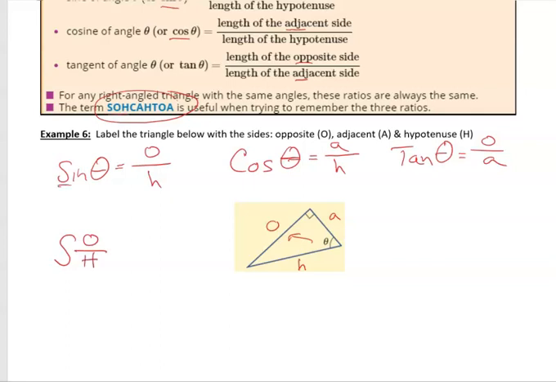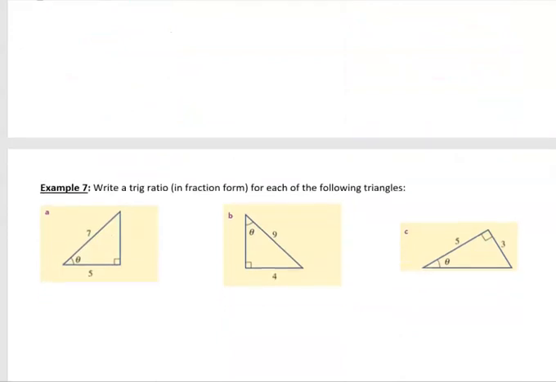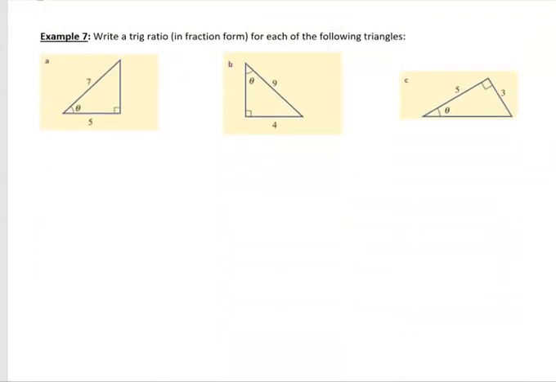S-O-H, S-O on the top, H on the bottom. Ka, with an A on the top. I'll write a high uppercase A, doesn't matter. And then Toa. Look at that. So that also, in the order, tells us which is on top and which is on bottom of our fraction. So write the trig ratio in fraction form of the following triangles.